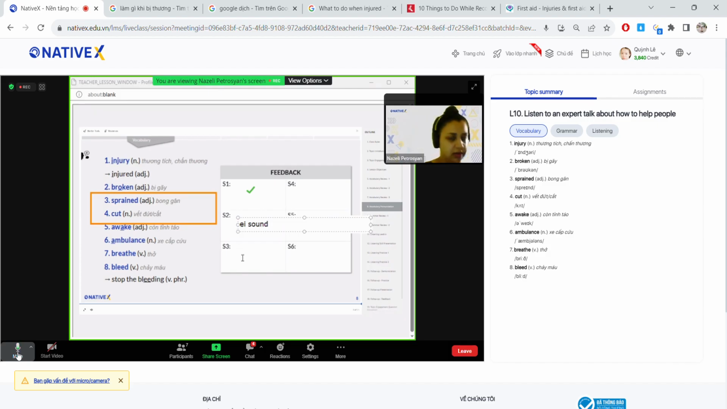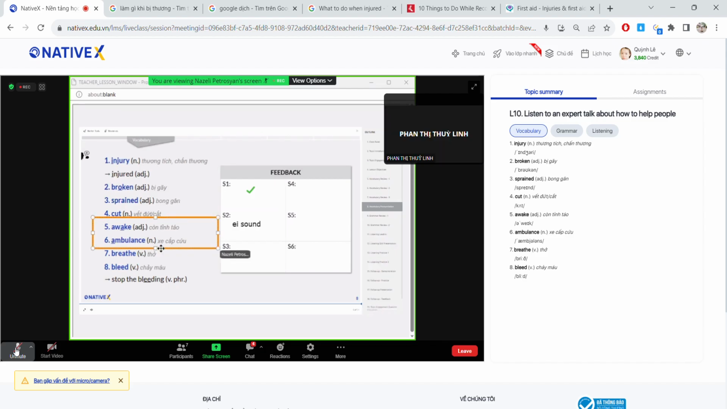Sprained, okay? Sprained. This one was better, of course, because I could hear it. So keep practicing after the class as well. Good reading. All right, Lynn, words number 5 and 6, please. Awake, ambulance. Okay, let's work on these 2 words.